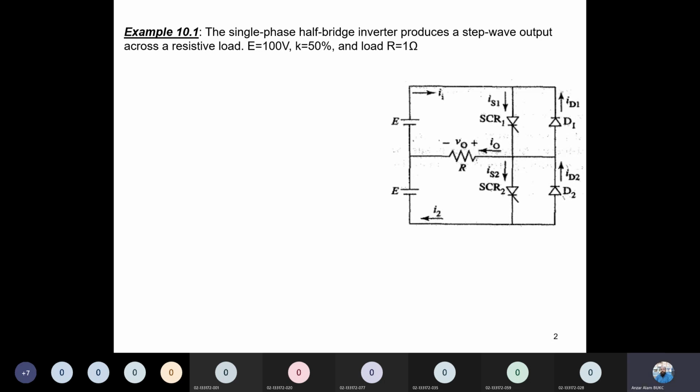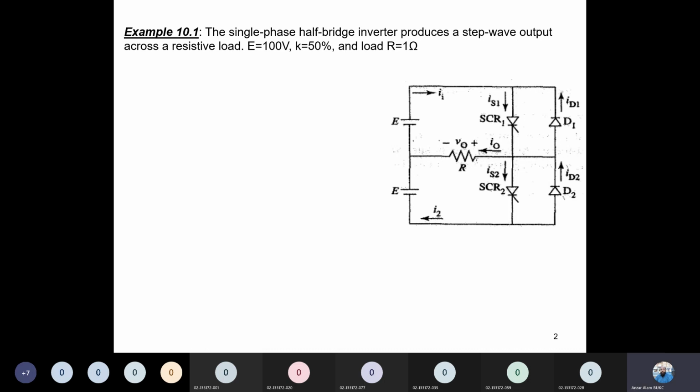Sayyid Waleed Ahmed. Sir. Please tell me, if this screen is visible to you, please let me know if this is a half bridge inverter or a full bridge inverter. Sir, half bridge inverter. Very good answer, good answer.